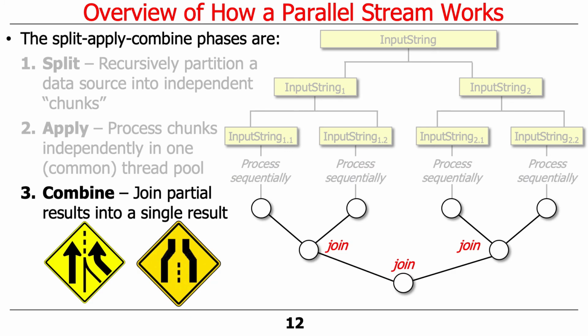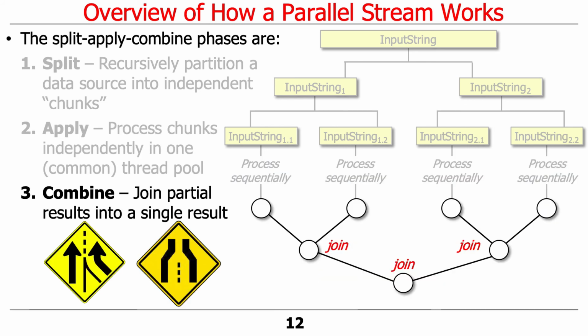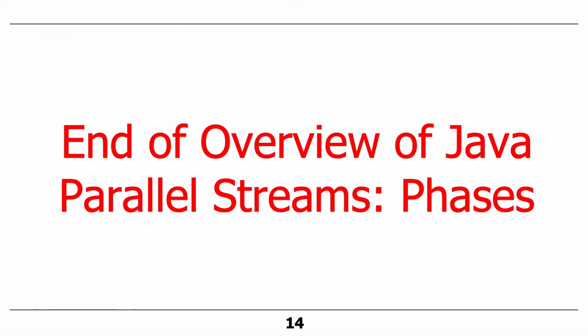And then the final stage is the combine phase, where we take those partial results that were processed in parallel in the fork join pool, and we start joining them back together again. We merge them all back together, so we end up with a single reduced result when all is said and done. And of course, this is done by terminal operations like collect and reduce. So that's just a quick overview of the phases.